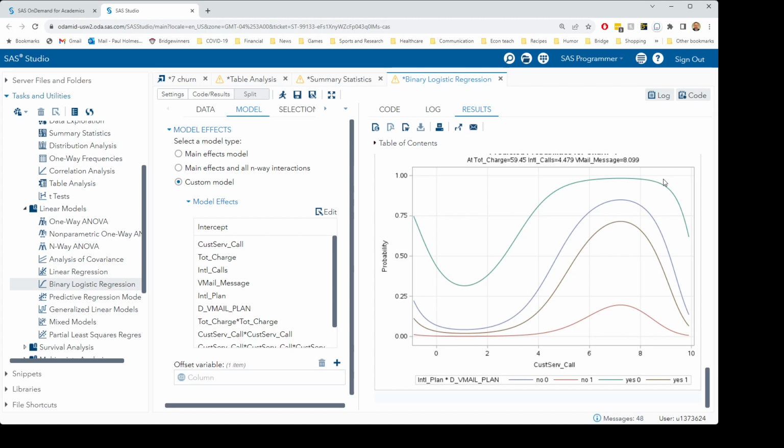So really what's happening is that if we have 0, 1, 2 customer service calls, our chance of churning is pretty low, and then it starts to increase as we get 3, 4, 5 customer service calls, and then once we hit about 6 or so, we're very, very likely to churn. That's where our chance of churning is maximized, at around 7 or 8 calls.